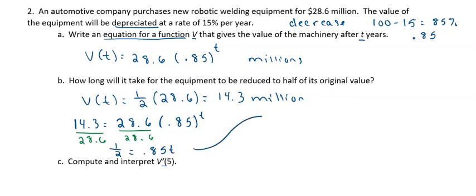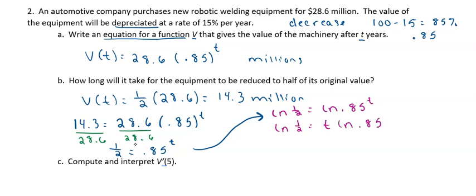Now this is where it gets tricky. This needs to be an exponent of t. In order to get the t from the exponent, we have to use what's called the natural log. The natural log of 1/2 is going to be equal to the natural log of 0.85 to the t. And the beauty of the natural log is it lets us get this t out of the exponent. So this will become the natural log of 1/2 is equal to t times the natural log of 0.85.